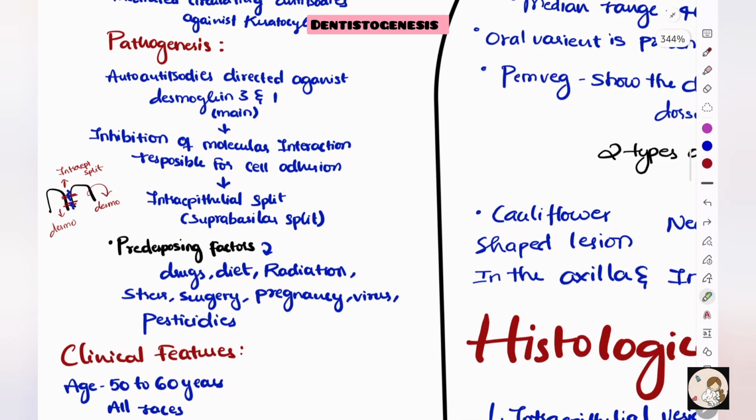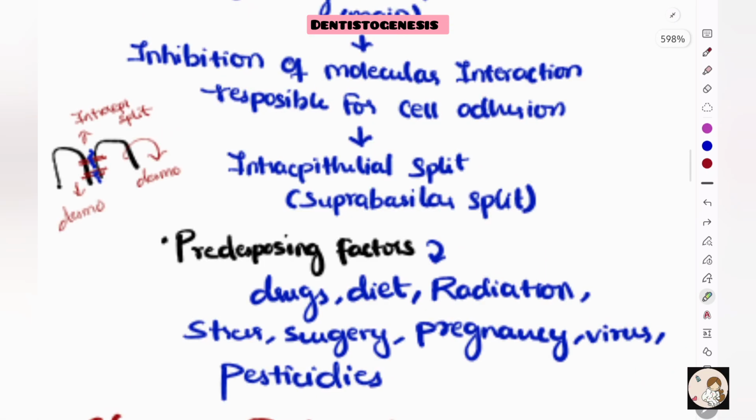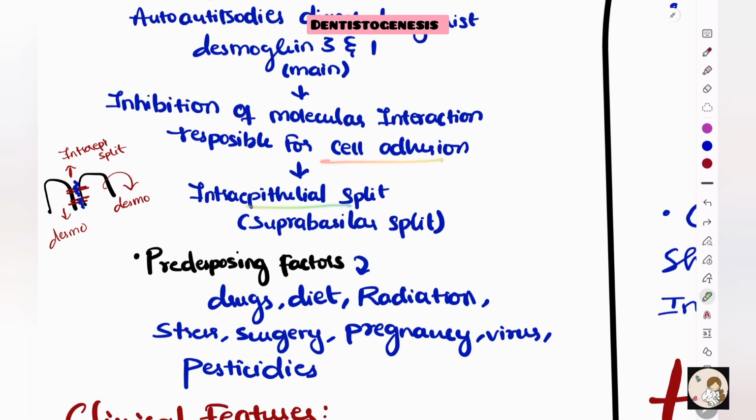Now when I come to pathogenesis, antibodies are directed against desmoglein 3 and 1, which are the main molecules for the intermolecular interaction responsible for cell adhesion, and this leads to an intraepithelial split, a suprabasilar split. See, this is one cell, and this is the other cell. This is desmoglein, and this is also desmoglein, which adheres the cells together, and the IgG antibody attacks this desmoglein, causing the intraepithelial split. They attack the inner layer of the cells.